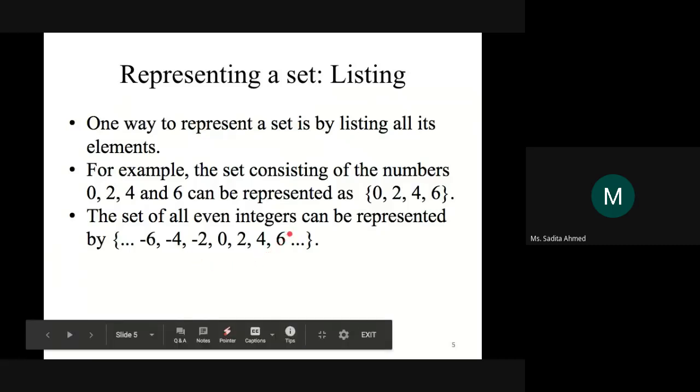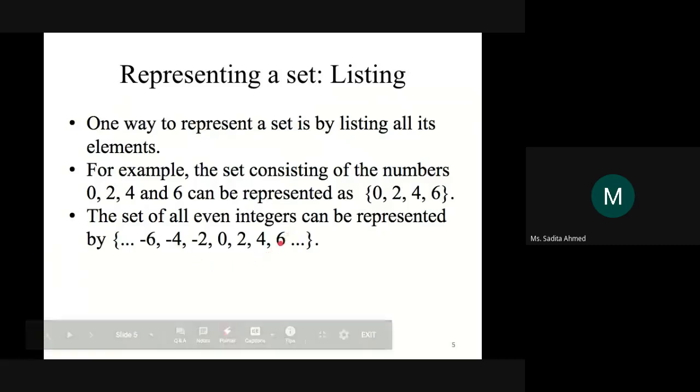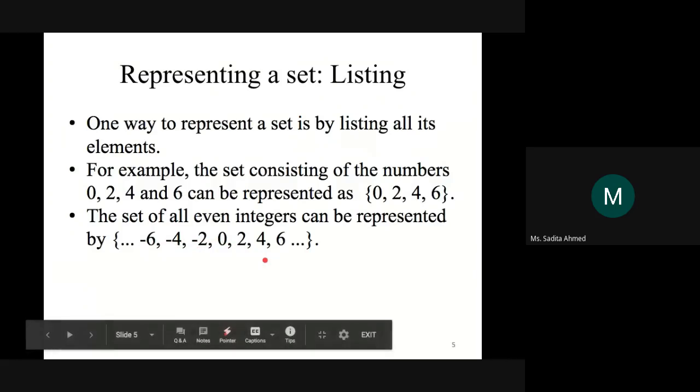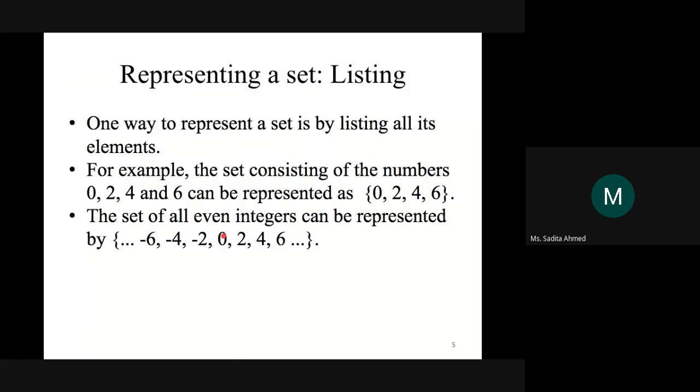There are positive integers here. There are no fractions or anything, only integers, but negative, positive, 0, all of them are here. However, all of them are even. So by looking at this, we should be able to tell that there is a pattern. What is the pattern? The pattern is that all of them are even integers.